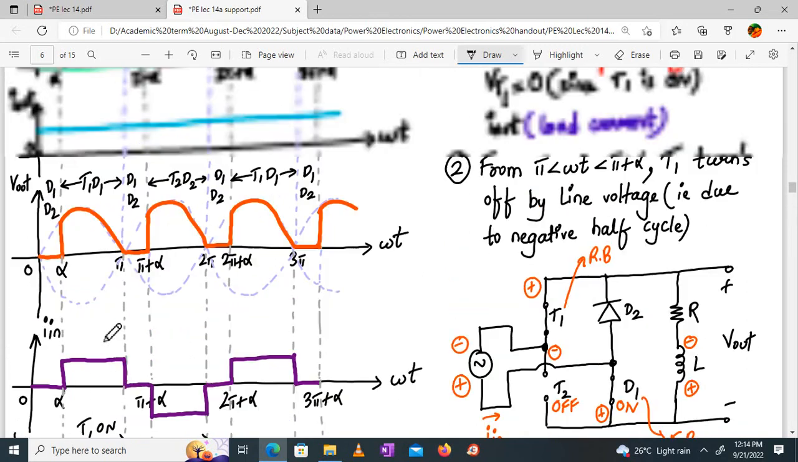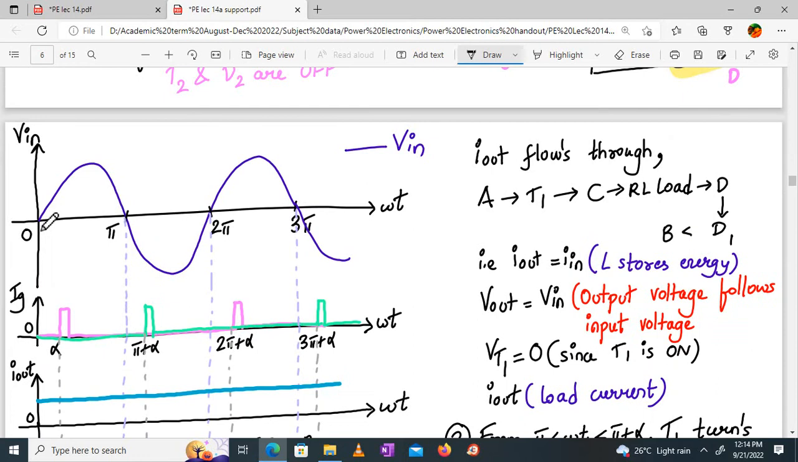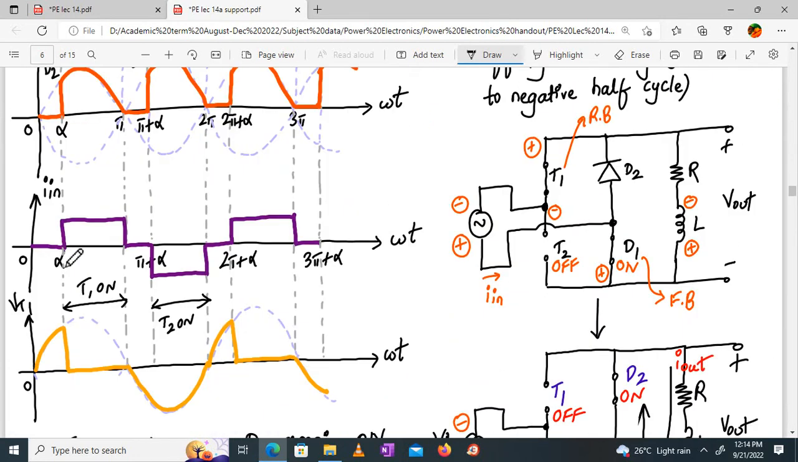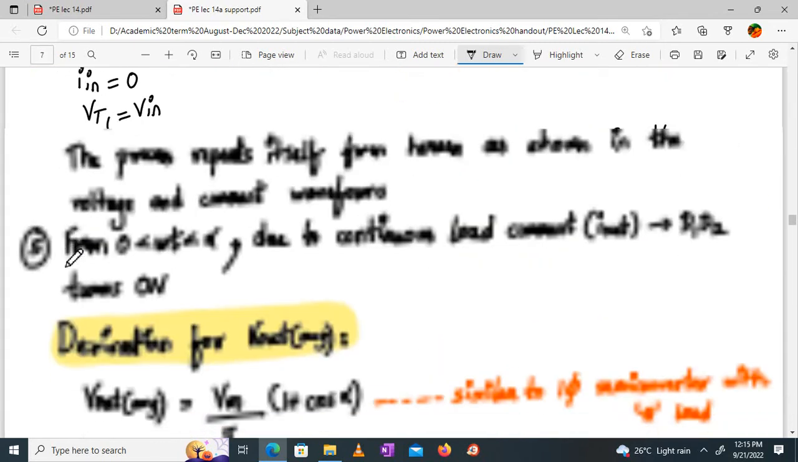See, V in is starting from 0, but I in is not starting from 0, it is starting after alpha. So there is a phase difference between V in and I in. Who has created that phase difference? The converter. Because we are delaying the start. What do we do? T1 we are delaying by alpha. Right? That delaying is causing a phase difference between I in and V in. Are you following? So there is a problem with this.